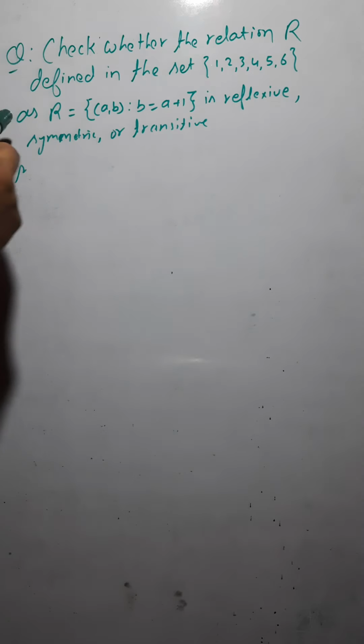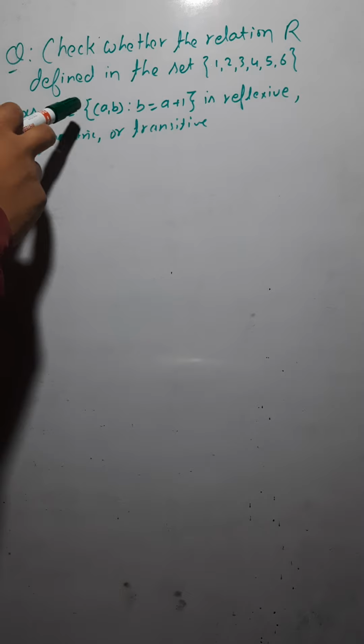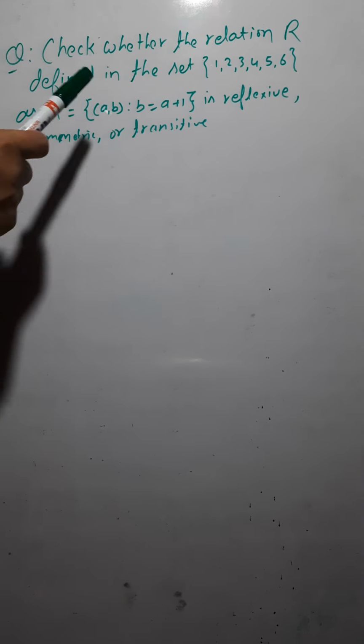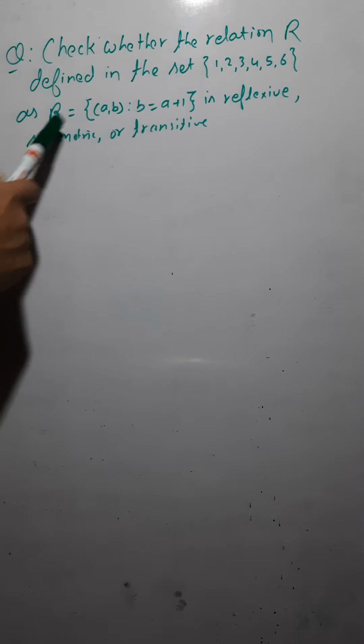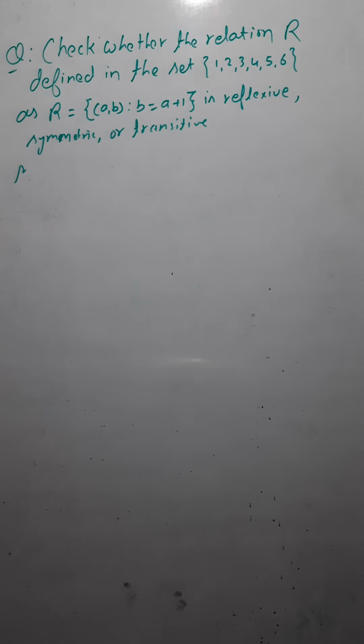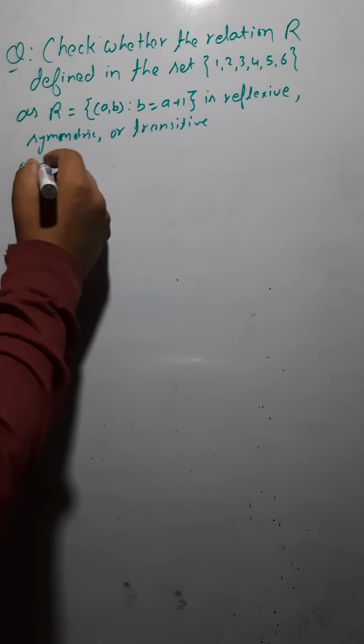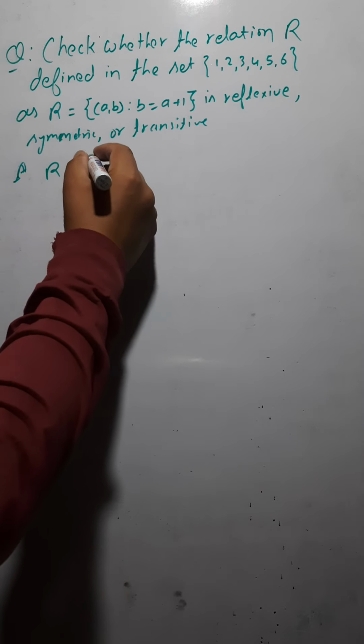The relation has been given as R = {(a, b) such that b = a + 1}. Such ordered pairs would be in the relation where b is equal to a plus 1. So we have to check whether this relation is reflexive, symmetric or transitive. Let's check what the ordered pairs are in R. What could be the possible ordered pairs in R? Let's find it out.